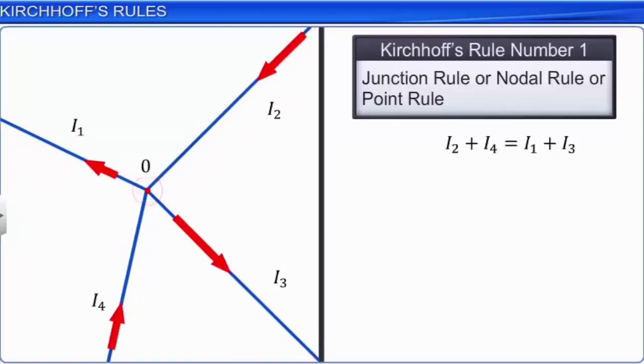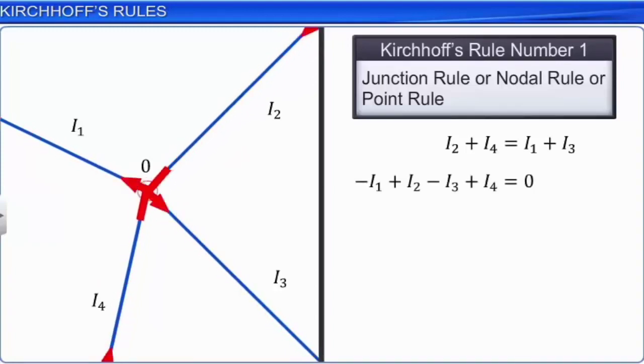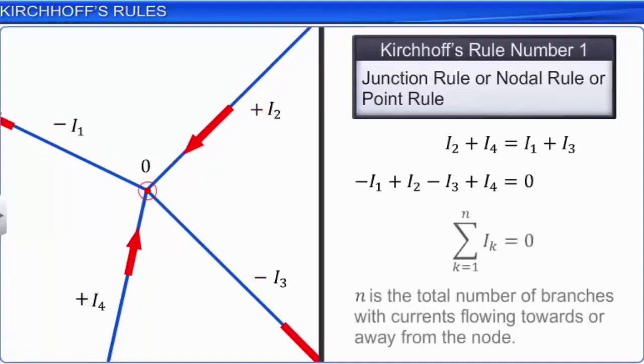This rule can also be expressed as: the algebraic sum of currents in a network of conductors meeting at a point or node is 0. The current entering the junction is taken as positive and the current leaving the junction is taken as negative. This statement can be expressed mathematically as sigma Ik, k ranging from 1 to n, is equal to 0.